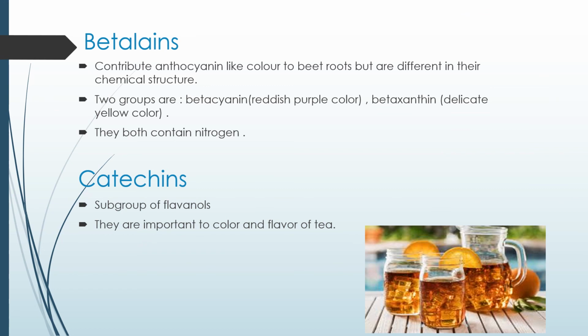So betalains, what is betalain? They contribute anthocyanin-like color to beetroots but are different in their chemical structure. Two groups that are related to betalains are betacyanin, which gives reddish purple color, and betaxanthin, which gives delicate yellow color. They both contain nitrogen, whereas catechin is a subgroup of flavonols that are important to the color and flavor of tea.